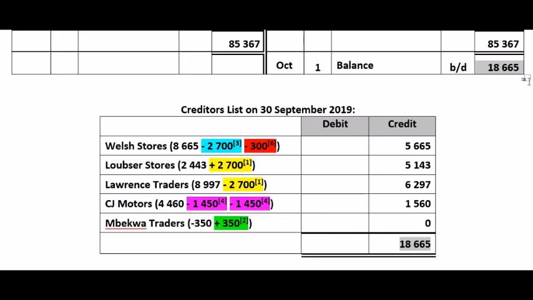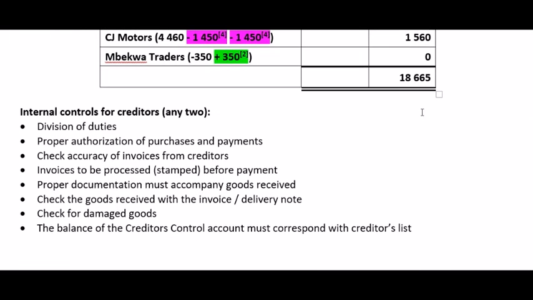And then they just said you have to list 2 internal control procedures for creditors. Okay, I'm not going to read through them. This was part of term 1 work, so you can just pause the video here.